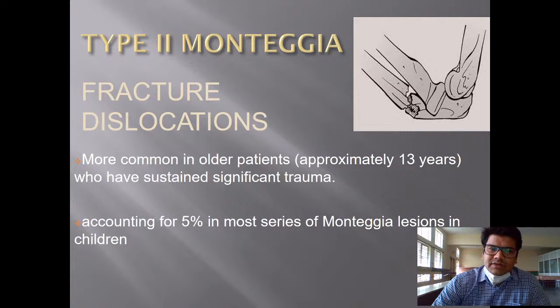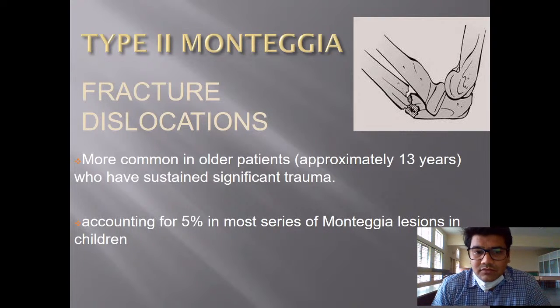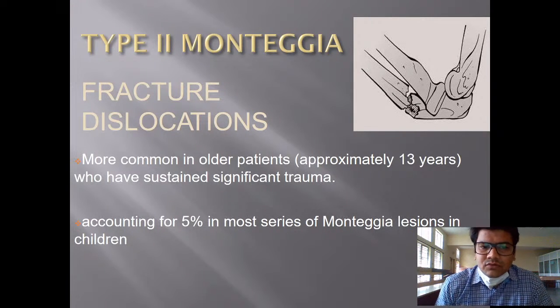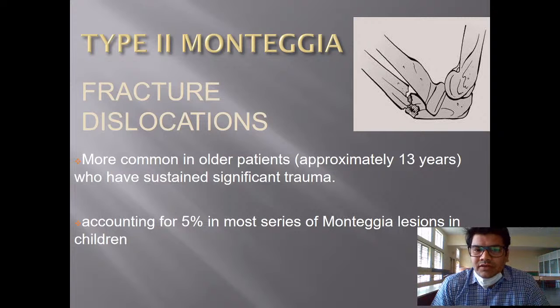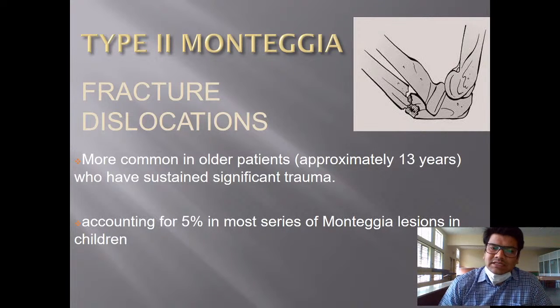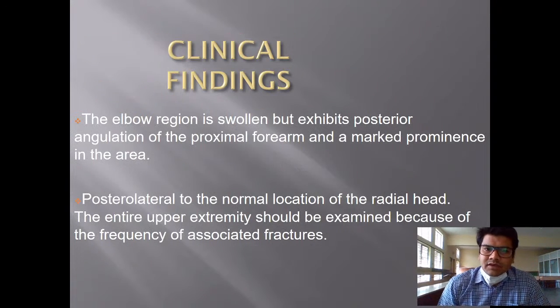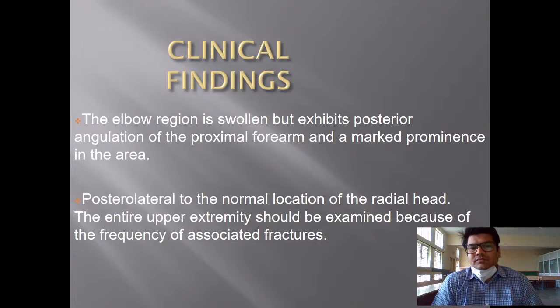Type 2 Monteggia fracture dislocations are more common in older patients who have sustained significant trauma, approximately 5% of most series of Monteggia in children. Clinical findings: the elbow region is swollen. It exhibits posterior angulation of the proximal forearm, with the radial head posterolateral to its normal location. The entire upper extremity should be examined because of the frequency of associated fractures.